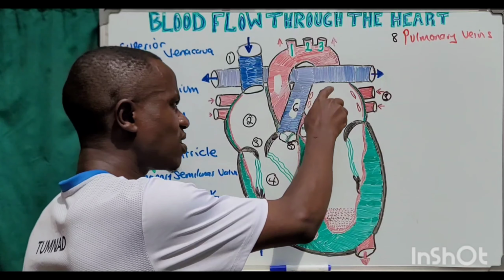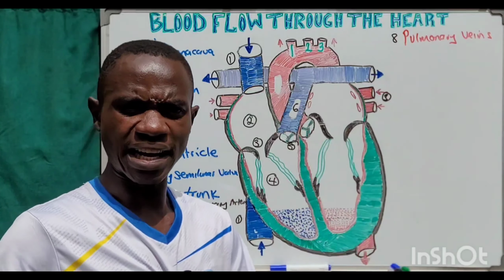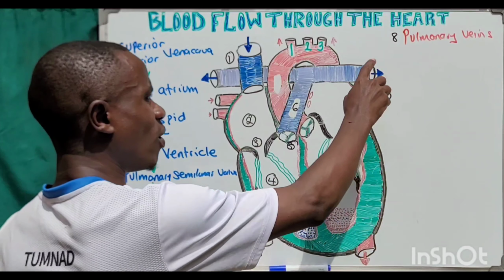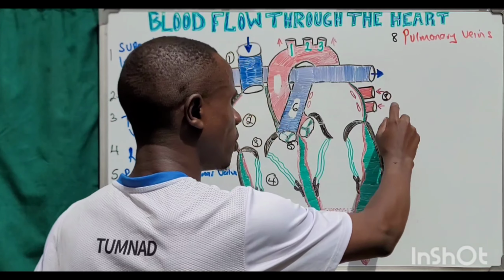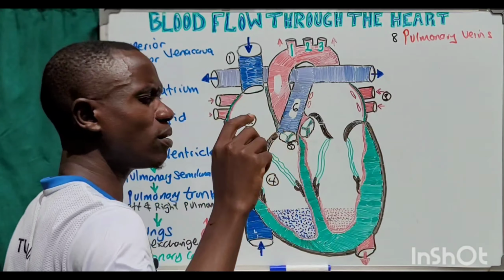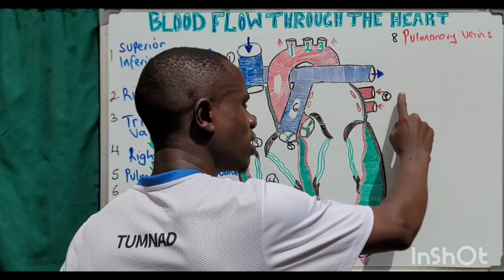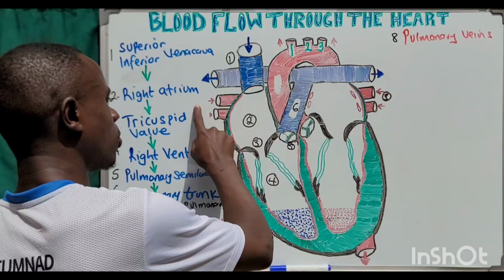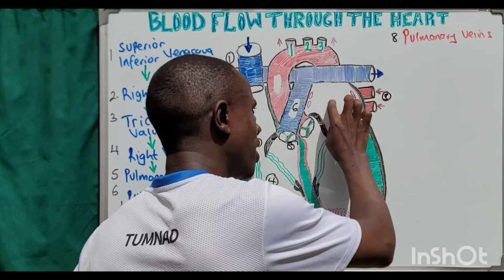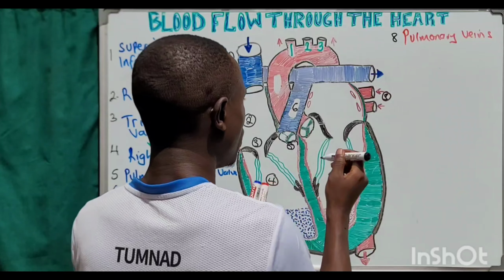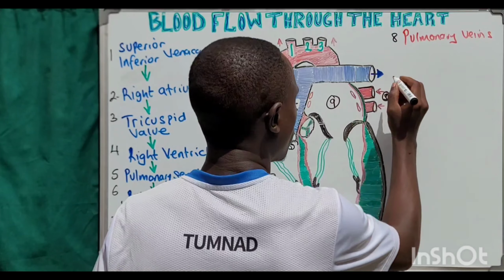Our seventh step was taking place in the lungs, and then our eighth step is the pulmonary veins. They are now bringing oxygen-rich blood to these beautiful structures. We have the left pulmonary veins and the right pulmonary veins. They all pour this blood into this chamber. So this is going to be our ninth step.